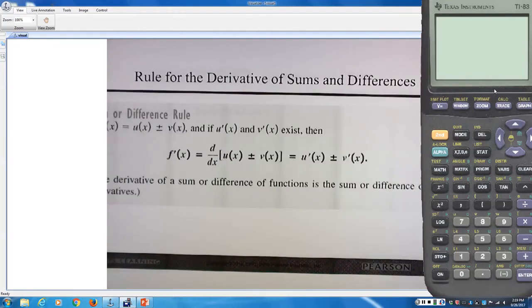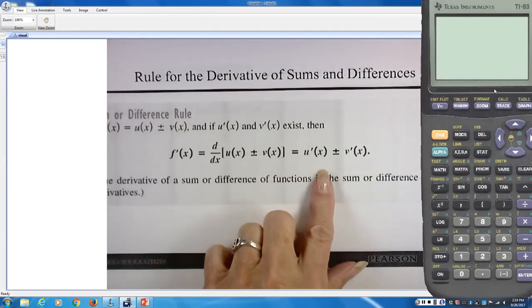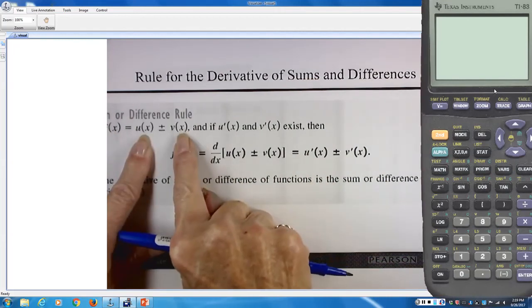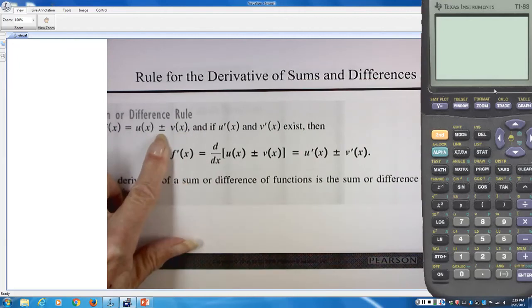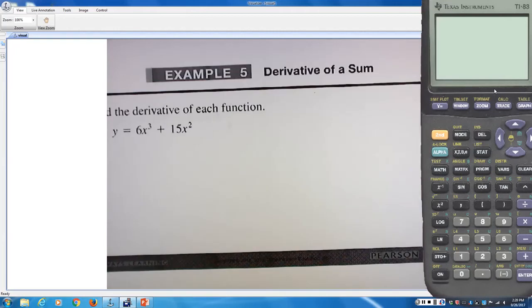Okay, we're gonna add a step. This looks confusing. I'm going to put this in English. If you have a function that is either the sum of two other functions or the difference of two other functions, take the derivative of each one of those terms. Each one of those terms is actually a function of itself. Take the derivative of each term and then keep the operation that went between them. Easiest way to understand it is to do one.